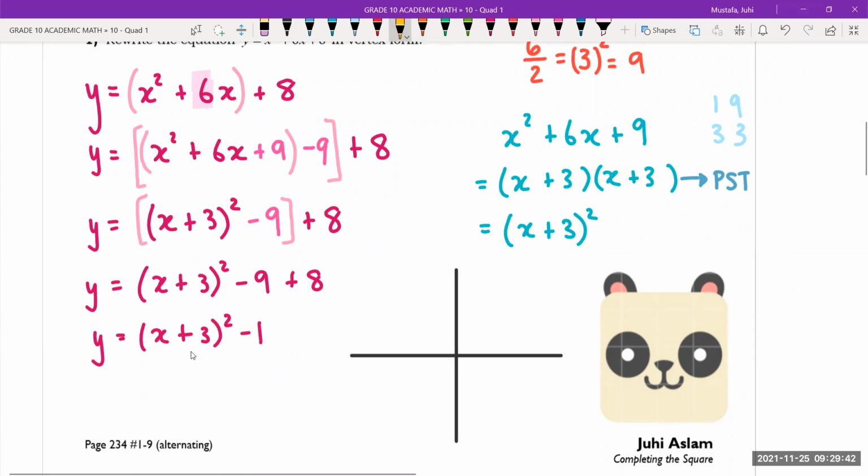So what will our horizontal translation be? Brianna? 3 to the left. So I'm just going to approximate. I'm going to say, let's say this is -3. And then what will our vertical translation be? Yep. It's going to be 1 down. And so our vertex is going to be somewhere around here, -3, -1.